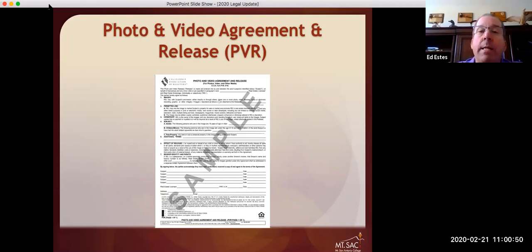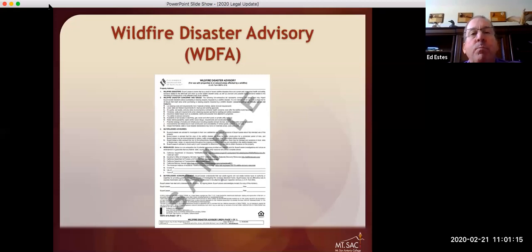So it's a good idea to have this signed by the sellers so that if you inadvertently get a picture of the dog, or the child's artwork from their second grade class on the refrigerator, they're releasing that right to you. So you can certainly use the photos in your marketing of the property. Let's go to the next slide, Emily, if we don't have any questions.